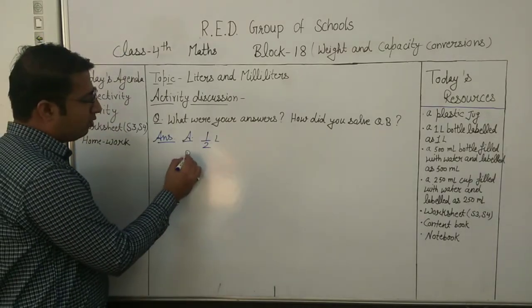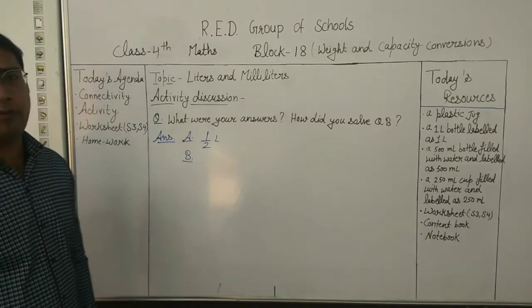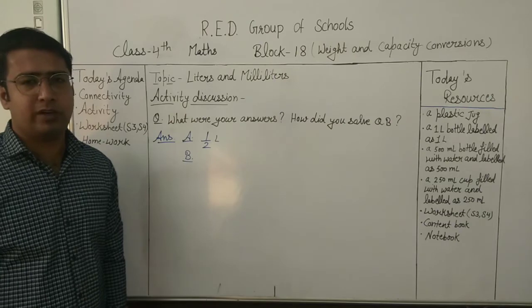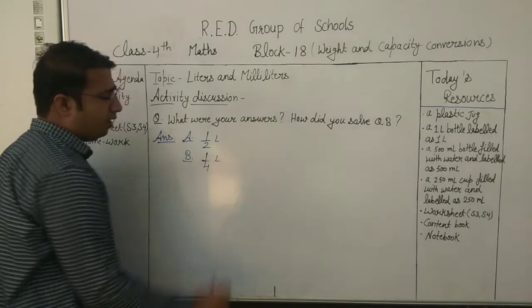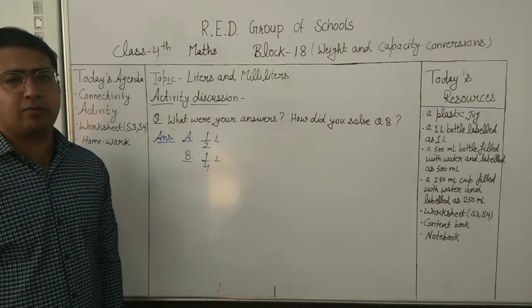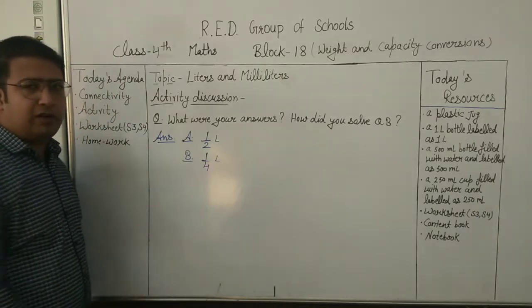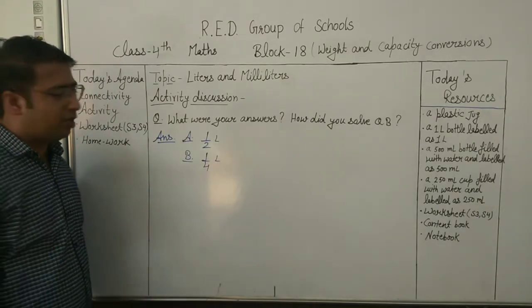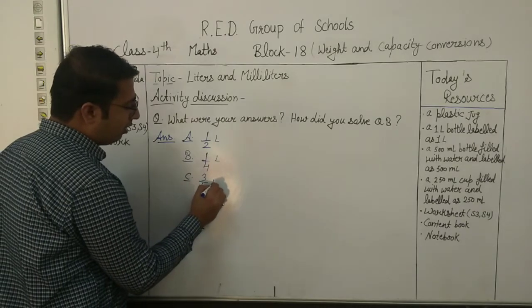And that was the second question, the 250 milliliter. So when you pour 250 milliliter, it is approximately 1 by 4 liter. Okay, and then you have to pour 3 times the 250 milliliter. As 250 milliliter is 1 by 4 liter, when you add it 3 times, it will be 3 by 4 liter.